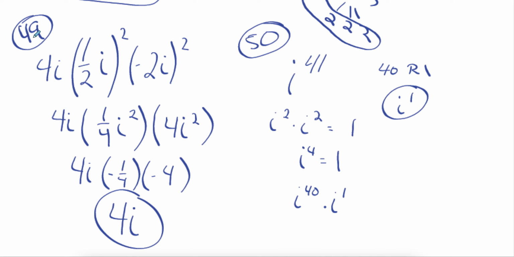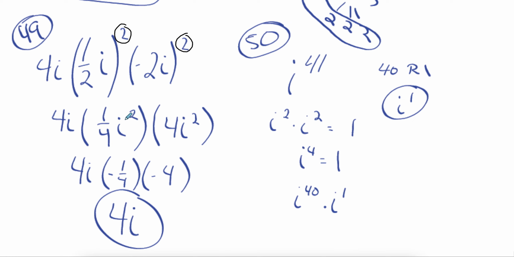So 49, this is not distributive. Some people like to try to distribute, but what you're going to do is mess it up doing that. So exponents come first. So what I did here is I squared this. So 1/2 times 1/2 is a quarter, and that's i squared. And then negative 2 times negative 2 is positive 4. And then you have an i squared there again.